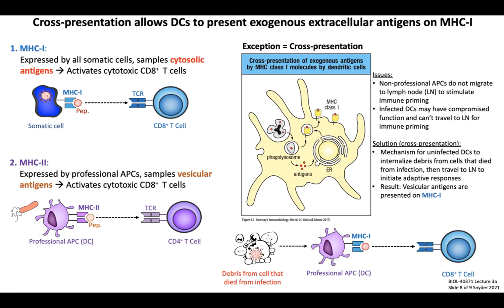So why does this specialized mechanism exist if you consider the fact that most cells already express MHC1 that can activate CD8 T cells? And the answer has to do with immune priming, or the process through which antigen is presented to naive T cells in the secondary lymphoid organs, such as a lymph node.